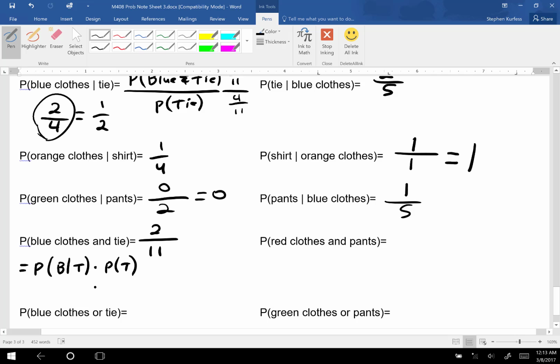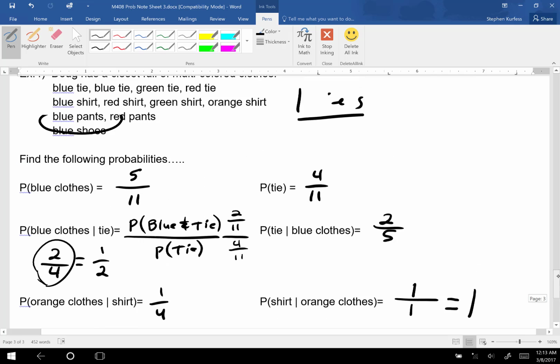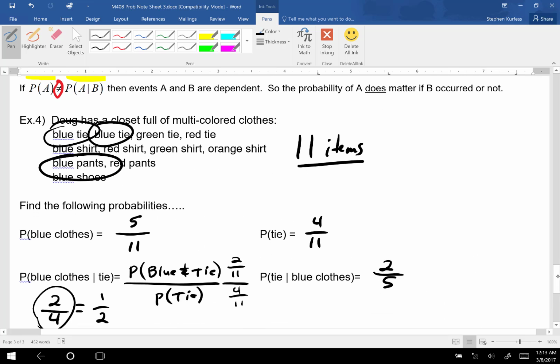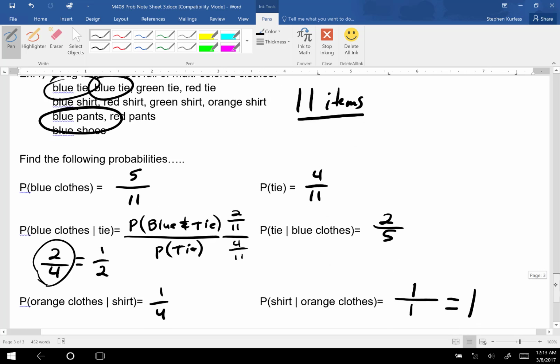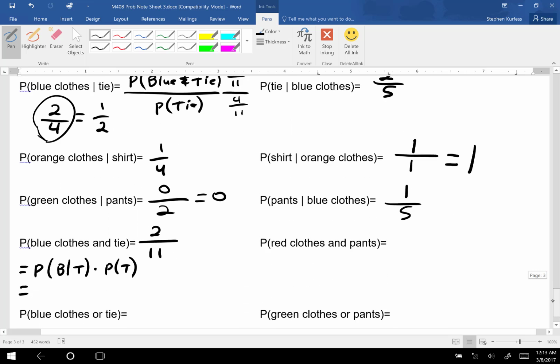Probability of a tie times blue given there's a tie. Okay. So let's figure that out. What's the probability it's blue given that there's a tie? Well, if it's a tie, that means there's 4 of them, and what's the probability that it's blue? There's 2 of them, so it's 2 out of 4. So let's write that. 2 out of 4.